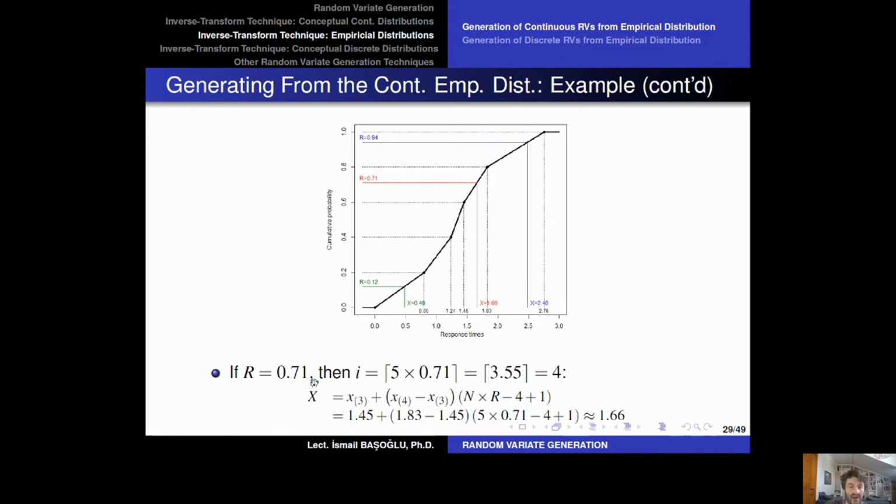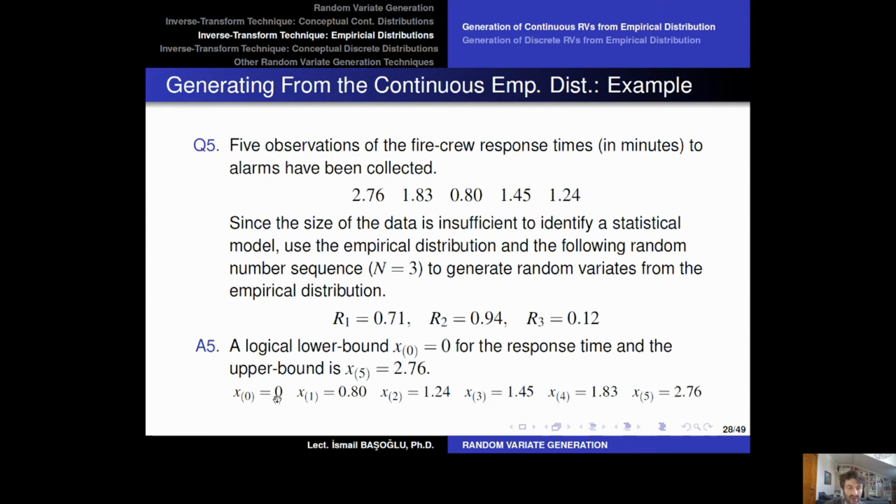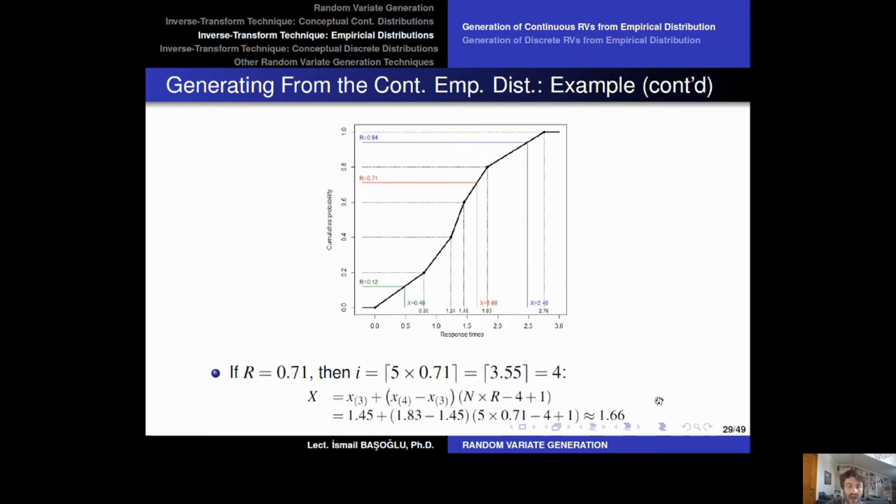Okay. So what am I going to do? I am going to multiply 0.71 with n, which is 5 here, right? So this is my logical lower bound, and I have 5 more observations. I'm going to multiply 0.71 with 5. The value becomes 3.55. When it is rounded up, it is going to be equal to 4. So this is again called the ceiling operation, and this is equal to 4.